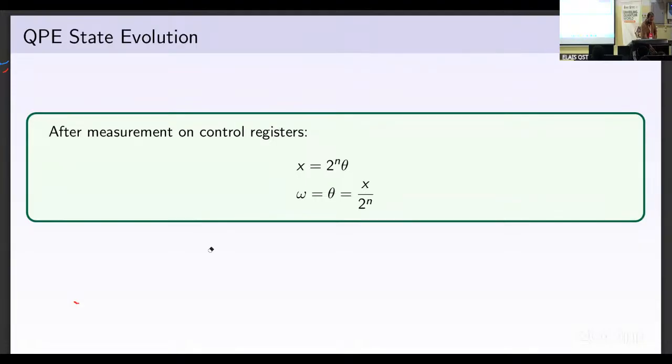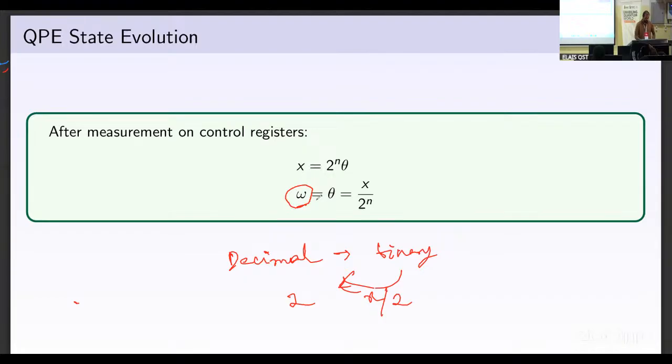So when we are going from decimal to binary, we have to multiply the decimal number by 2 till it goes to 0 point something. So it's the same thing when we go from binary to decimal, divided by 2, divided by 2 n times so that we can reach the decimal value. So that's how we finally get our eigenphase.